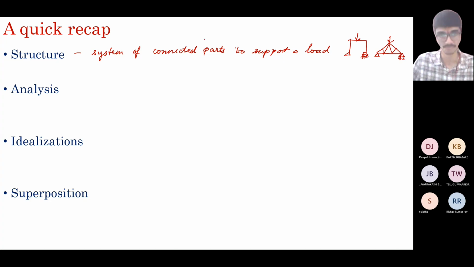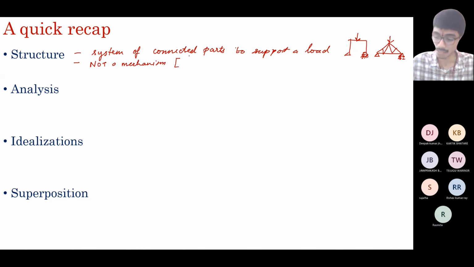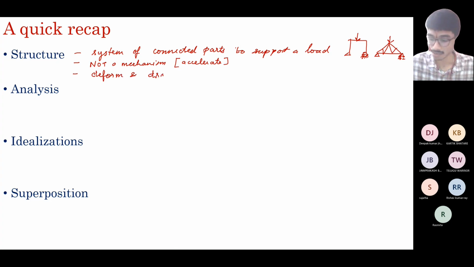So what makes it different from a mechanism? What is a mechanism? A mechanism does not support a load. It will accelerate. If you have an assembly of members and you subject it to a certain set of loads, it shouldn't accelerate. None of its components should accelerate. It should deform and transmit loadings to the supports.